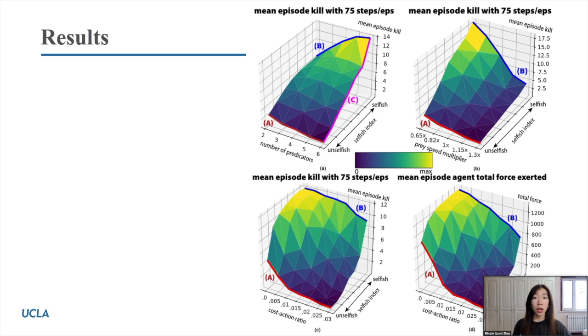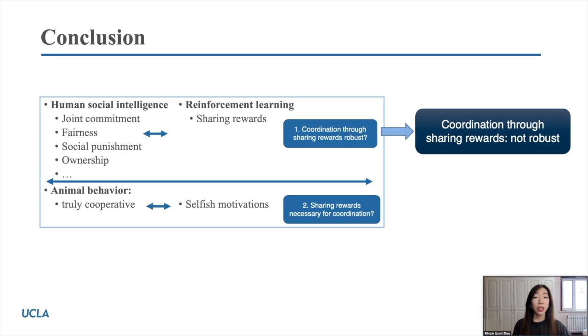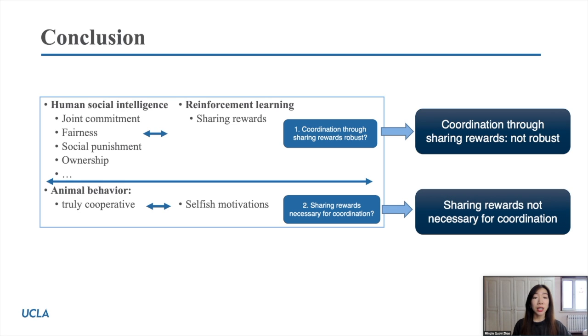And here are the results of our experiment. Back to our motivating questions, we conclude that first, coordination through sharing rewards is not robust, and second, sharing rewards is not necessary for coordination.